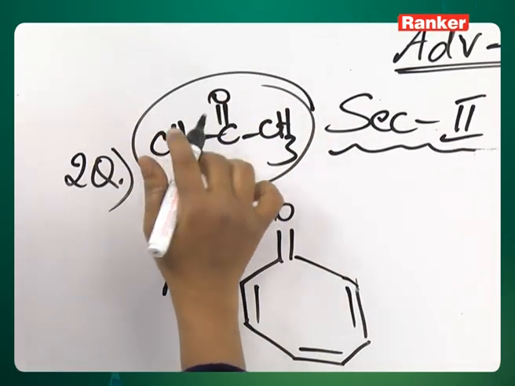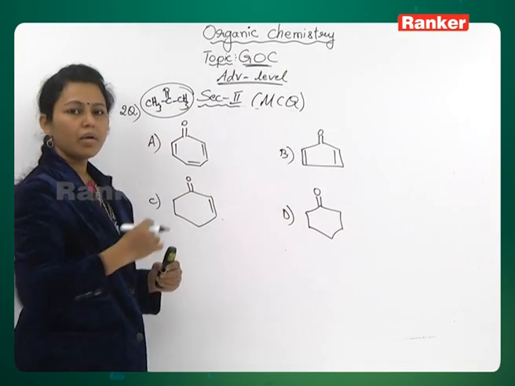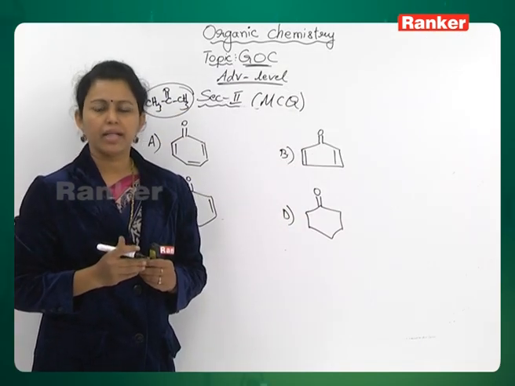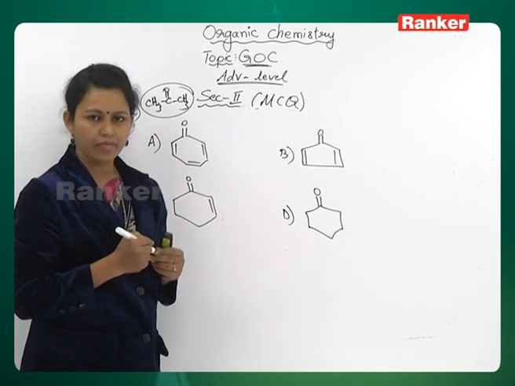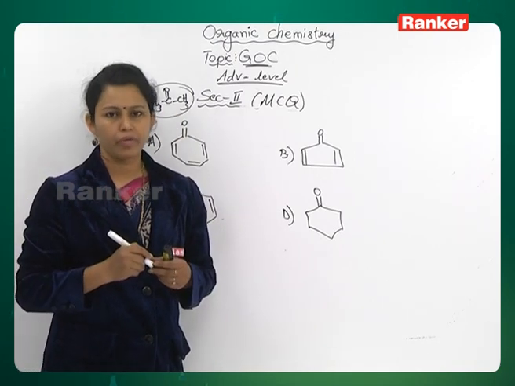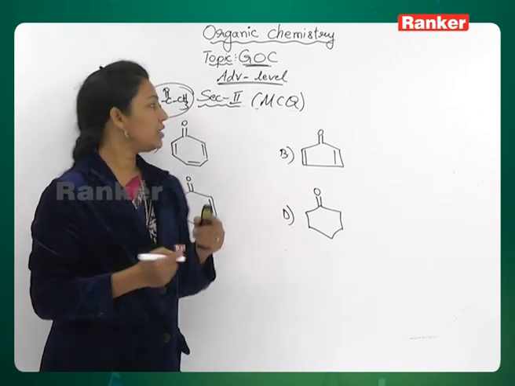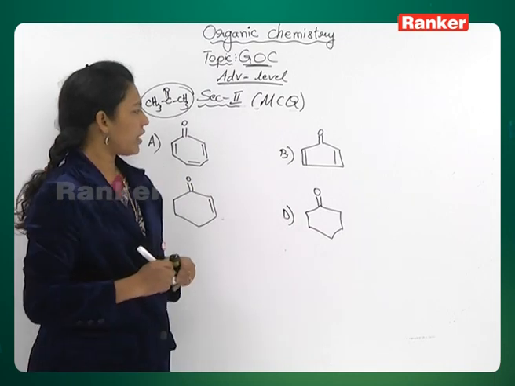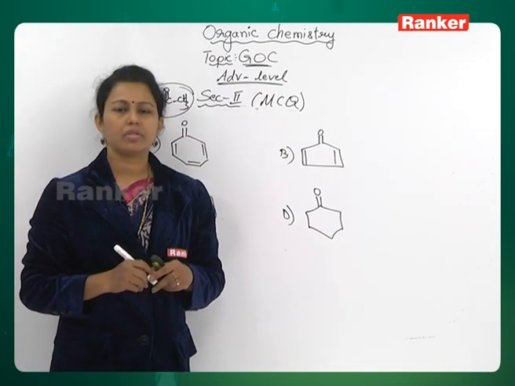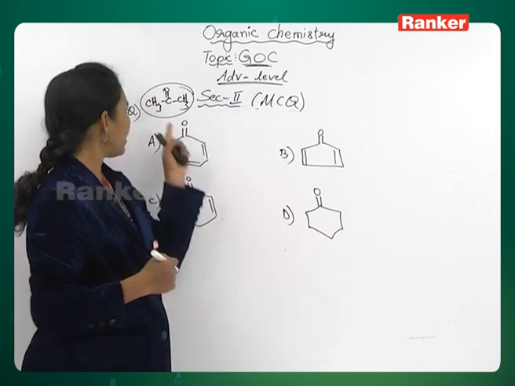In the acetone compound, we have a C=O group here. In that C=O group, it will have a bond length, this double bond length. And in which of the following compounds is the C=O bond length larger than this C=O group compound? That is what the question asks. So let us find out in which of these compounds the C=O bond length will be larger than this C=O bond length.